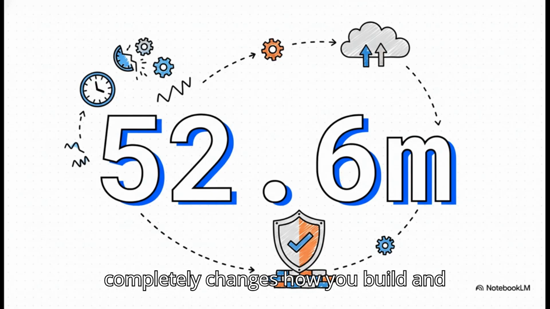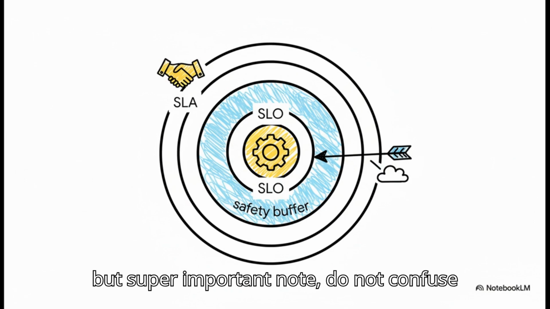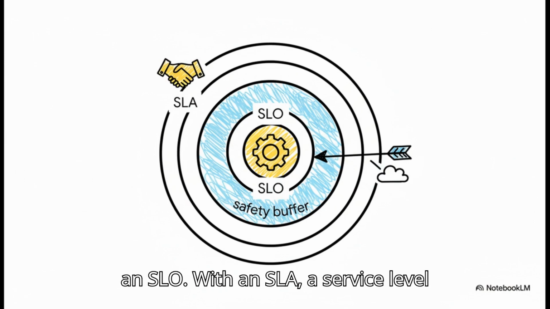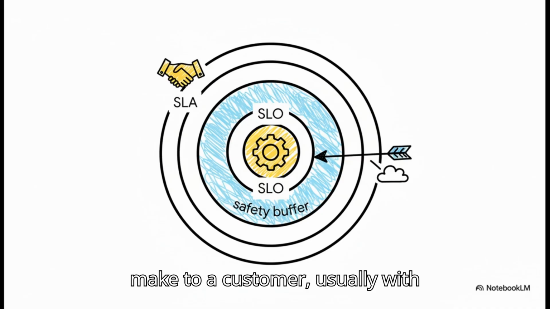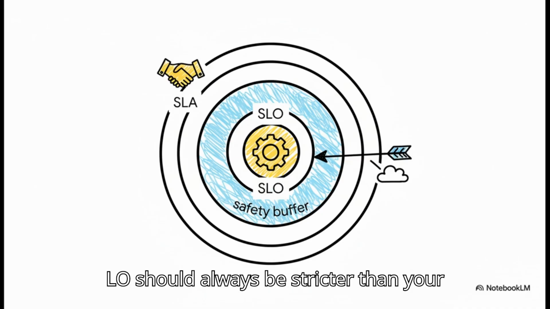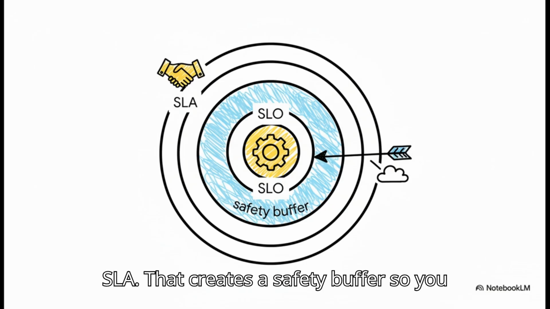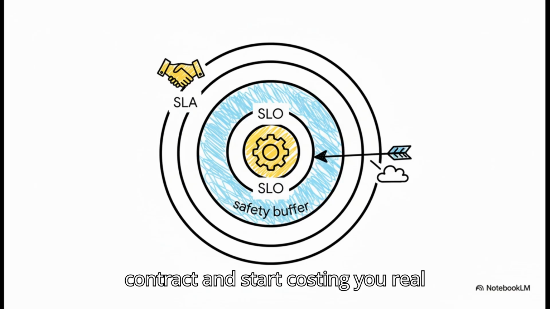It completely changes how you build and release your software. Oh, and a quick but super important note, do not confuse an SLO with an SLA, a service level agreement. Your SLO is your internal goal. The SLA is that external promise you make to a customer, usually with financial penalties if you break it. Your SLO should always be stricter than your SLA. That creates a safety buffer so you can fix problems before they breach a contract and start costing you real money.